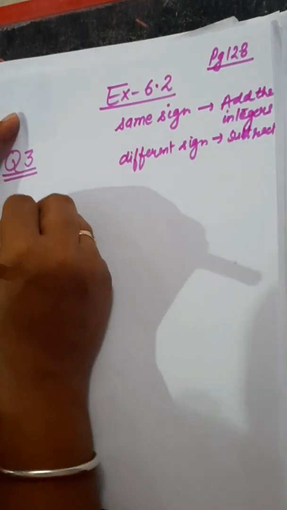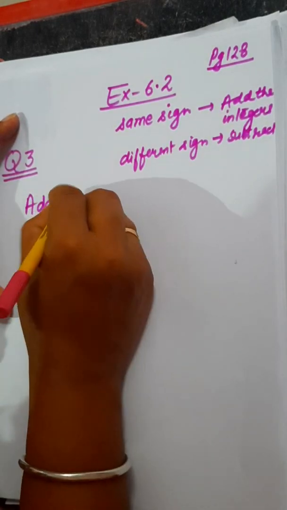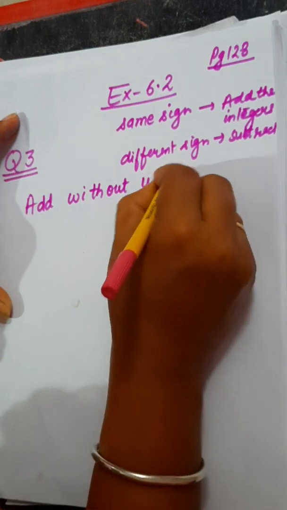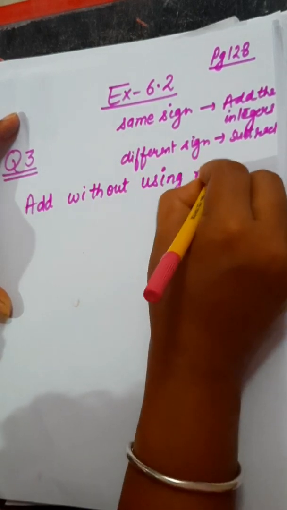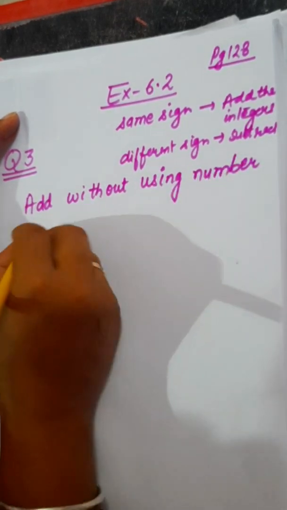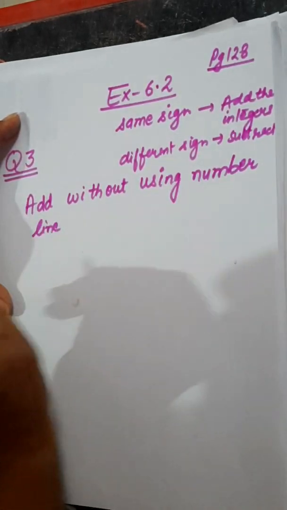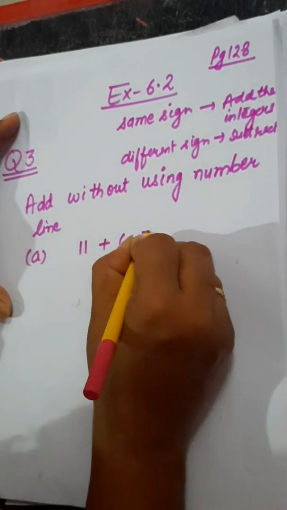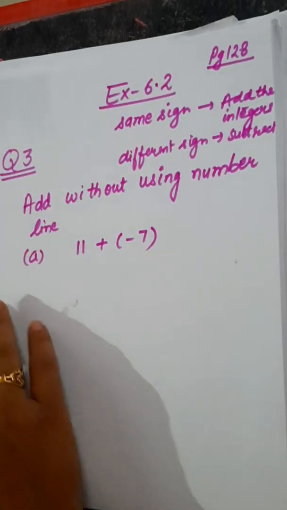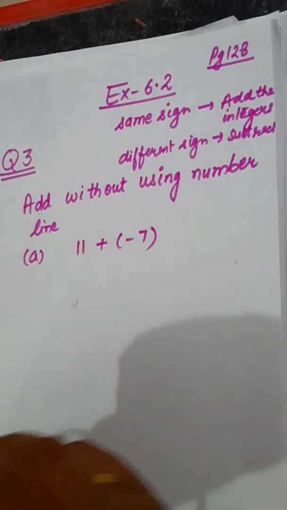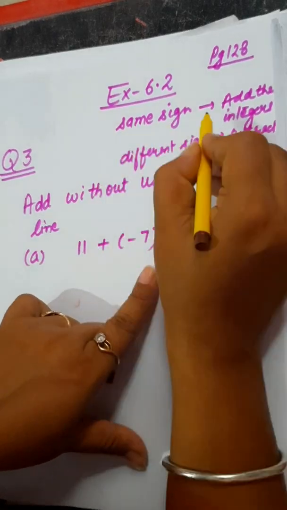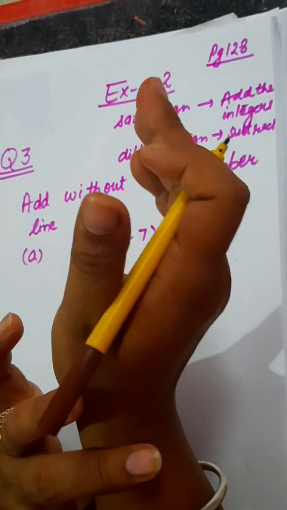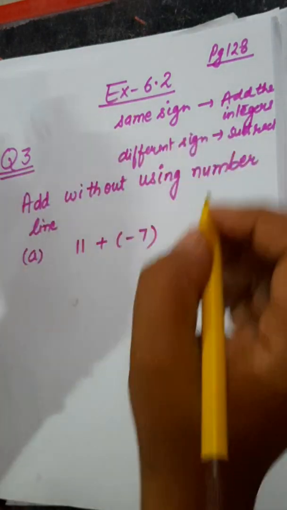So here question number 3 is add, without using number line. In this question you don't use the number line, you have to solve without using number line. So as we did, if we have same sign we have to add the integers, if we have different sign then we have to subtract the integers.